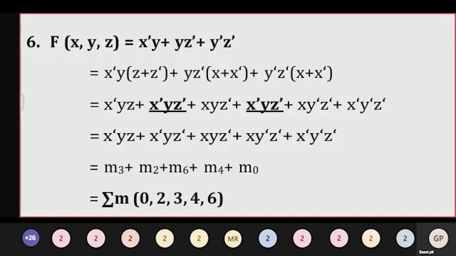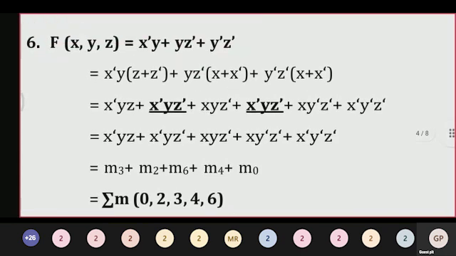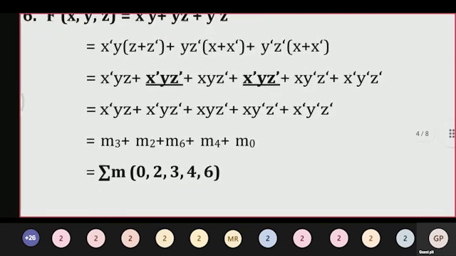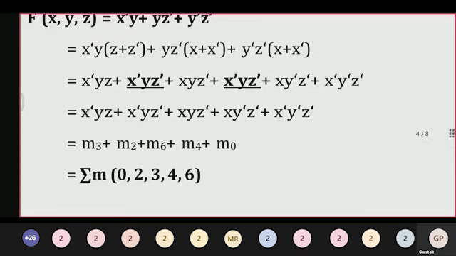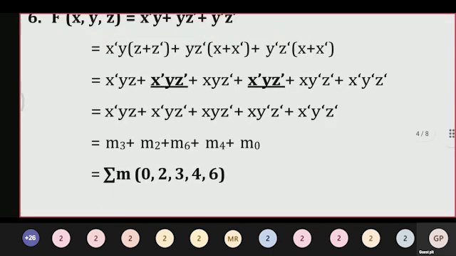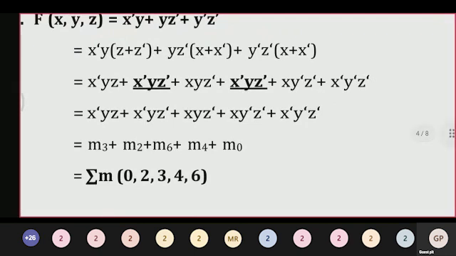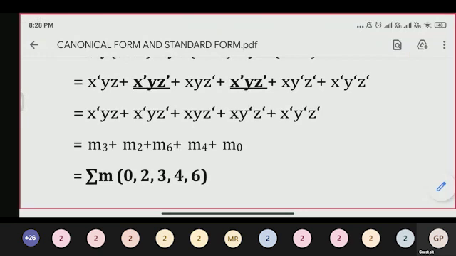Next, you need to multiply the missing variable with the product terms. So we are writing x bar y into z plus z bar, plus y z bar into x plus x bar, plus y bar z bar into x plus x bar. x bar y z plus x bar y z bar plus x y z bar plus x bar y z bar plus x y bar z bar plus x bar y bar z bar, that is equal to x bar y z plus x bar y z bar plus x y z bar plus x y bar z bar plus x bar y bar z bar.